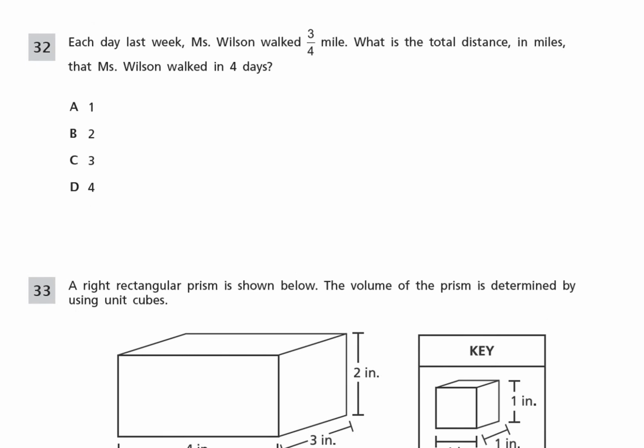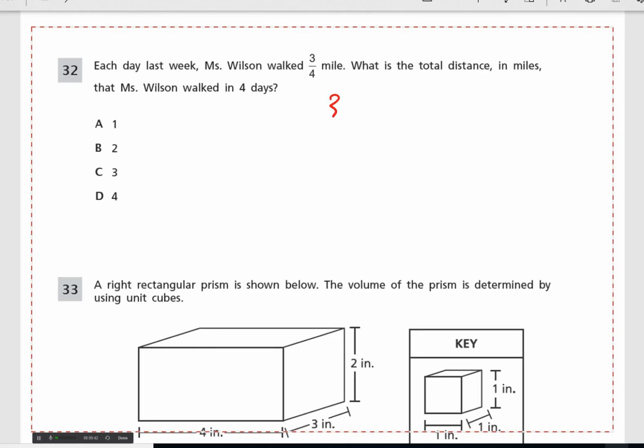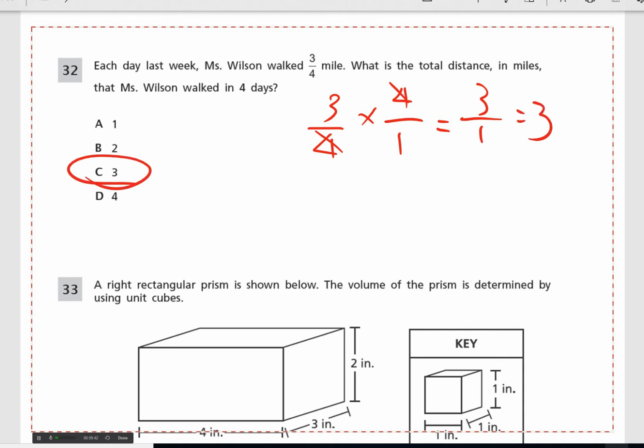Okay, someone walked 3/4 mile for 4 days. So you either multiply by 4 or you just add it 4 times. It's the same. So you can cross simplify, and then 3 over 1 will be 3. It's right here.